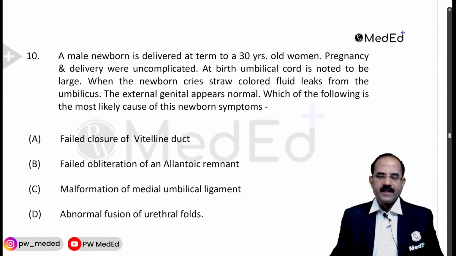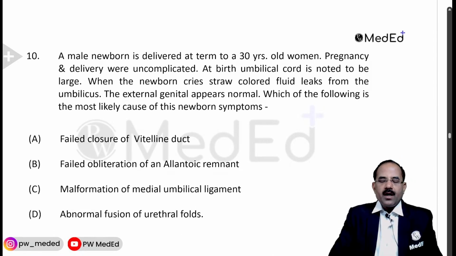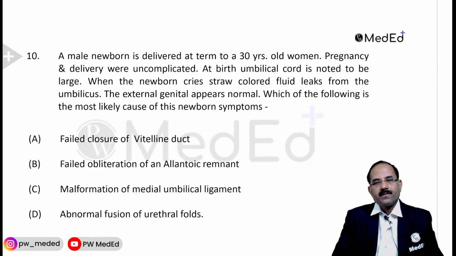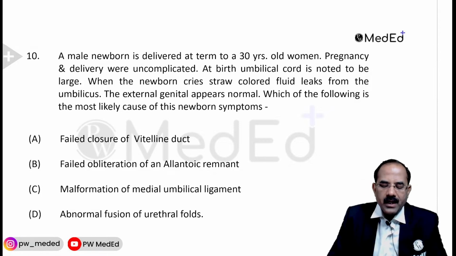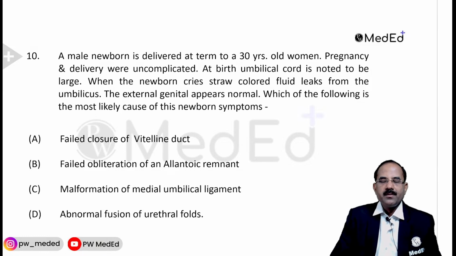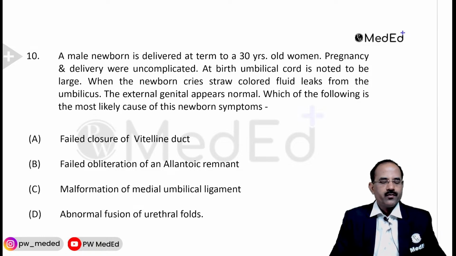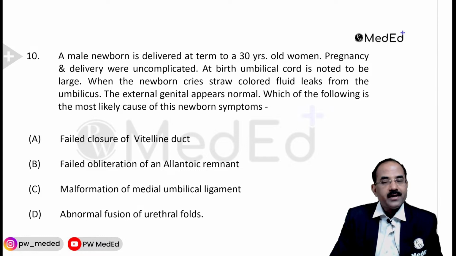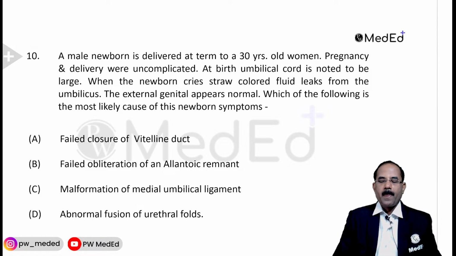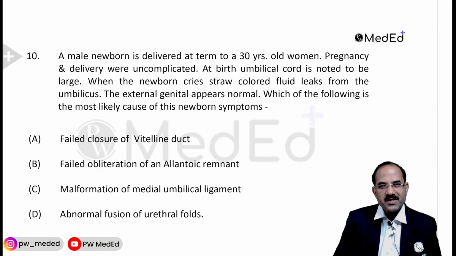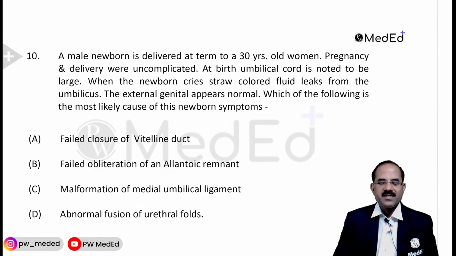Come on, students. See the next MCQ. A male newborn is delivered at term to a 30 year old woman. Pregnancy and delivery were uncomplicated. At birth, the umbilical cord is noted to be large. When the newborn cries, straw-colored fluid leaks from the umbilicus. The external genitals appear normal. Which of the following is the most likely cause of this newborn's symptom?